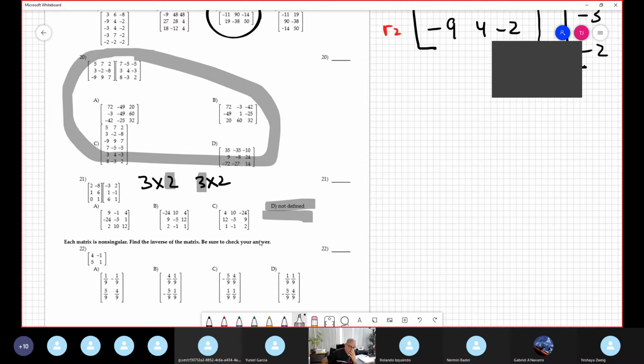Now in exercise 21, the thing I tried to explain is the dimension of the first matrix is 3 by 2, so 3 rows, 2 columns. And the second is exactly the same, 3 rows, 2 columns. The dimensions don't match, because the second number is the number of columns, and the first one must be equal to the number of rows in the second. So it is not defined. Any questions? Clear?